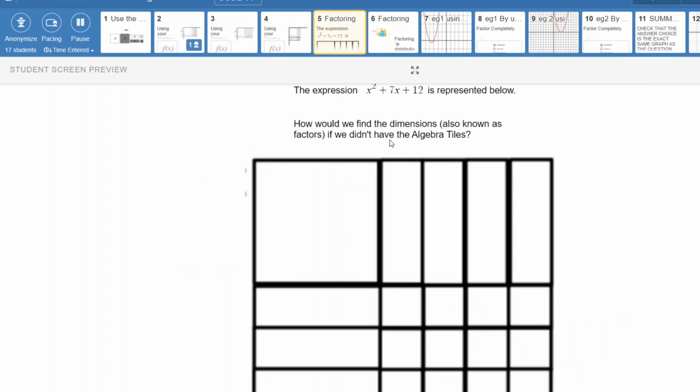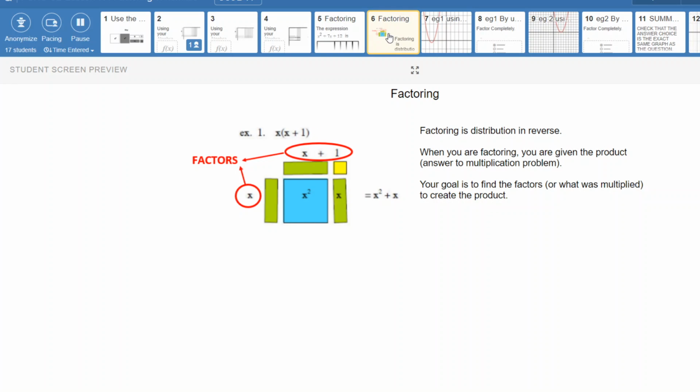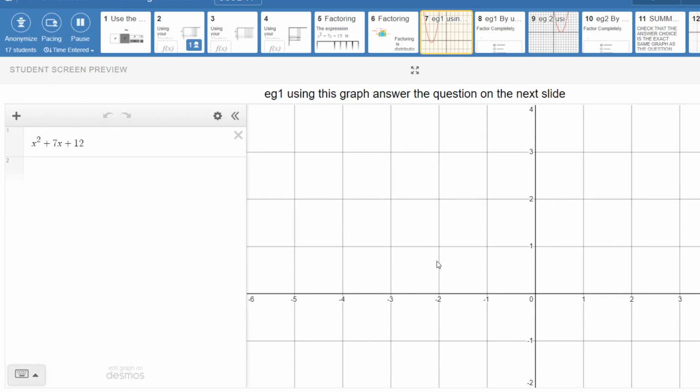Now, this talks about what happens, though, if we don't know the tiles and how we're going to come up with the answers. Well, we're going to do basically what we did before in a previous lesson. What we're going to do is we're going to use the properties of graphs to help us find what that actually looks like. So I went ahead and graphed this equation already.